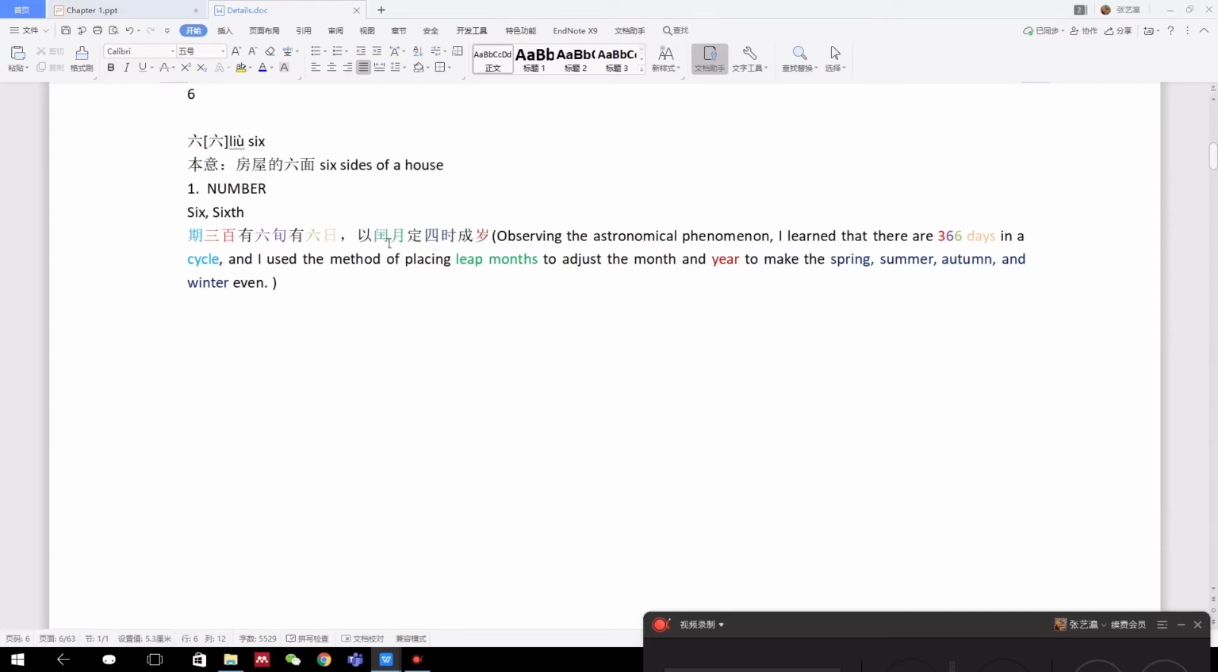So the Asian people settled that it should be 366 days in a year. And they use 闰月, that is leap month, to make the 4 seasons even. They adjust to some extent to make the 4 seasons equal.